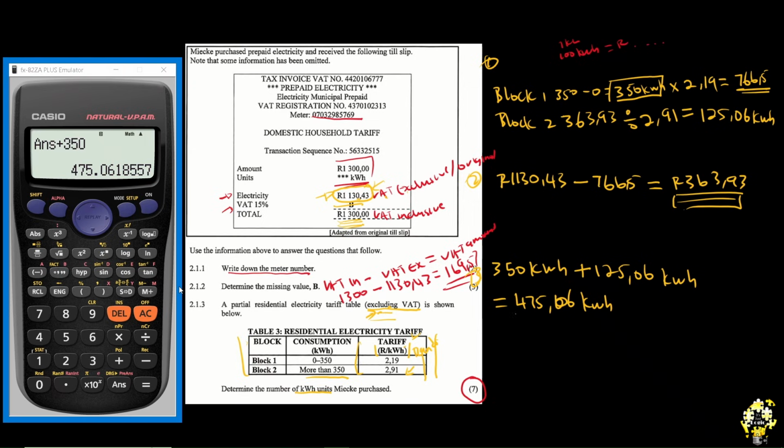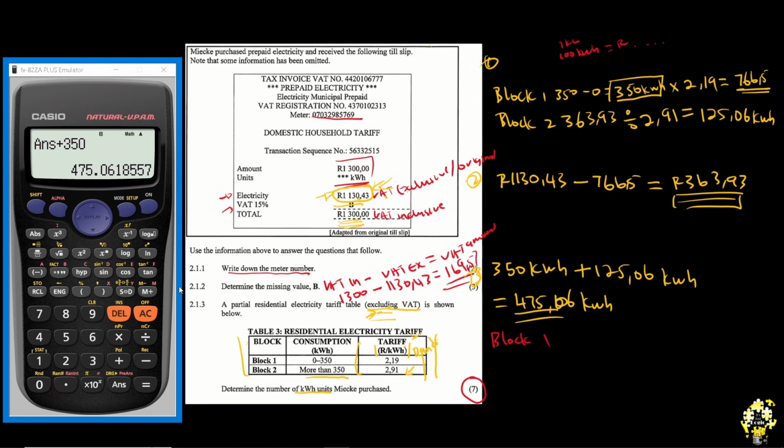I want you to look at this. What this means is that if you buy electricity that is worth 1,130.43, you are going to actually get 475.06 kilowatts of electricity. How correct is this? Remember, we are reverse engineering something, so you also have to prove that indeed it is like that. How can you prove it? Because now you know what you are saying you are getting. Let's go back and prove it. This question is challenging, but one thing about this question, you can prove whether you are correct or not.